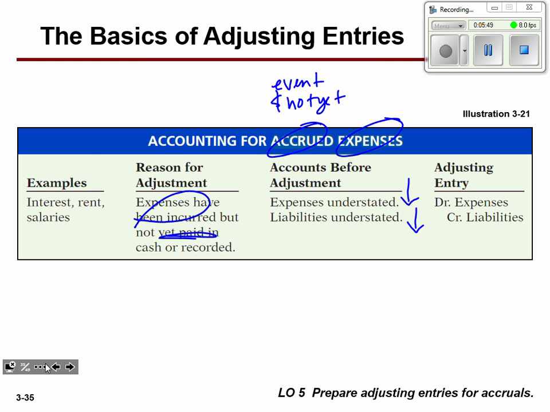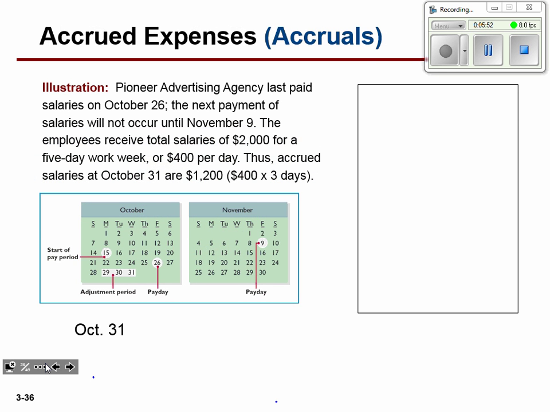Let's talk examples, and I hope they're in your books. I see them there. The first one looks complicated. I'm going to try to simplify it as best as I can. This happens all the time. Pioneer Advertising Agency last paid their salaries, so they paid their employees on October 26th. So here was payday. The next payment of salaries will not occur until November 9th. But right here, this is a fiscal period change. This happens all the time.